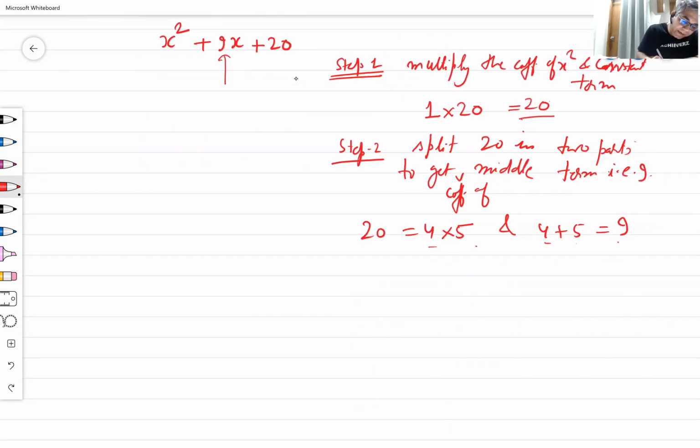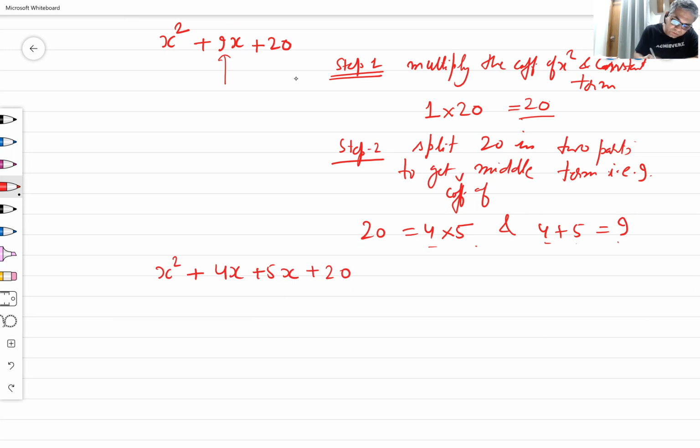So we can write this 9x as a sum of 4x plus 5x. And look, there will be no difference if you write it as 5x plus 4x. Answer will not change. So do not worry if you are writing it as 5x plus 4x. I have written it as 4x plus 5x. Interchanging these two terms will make no difference.